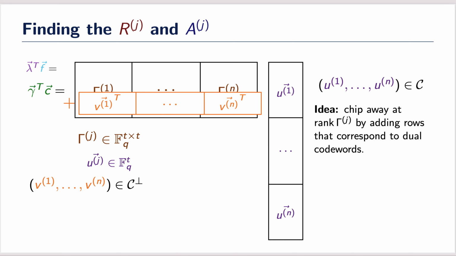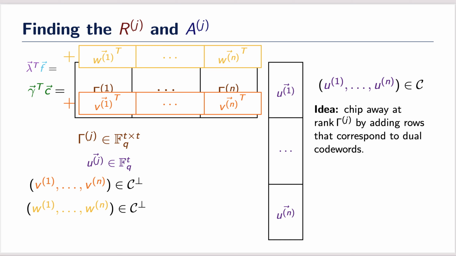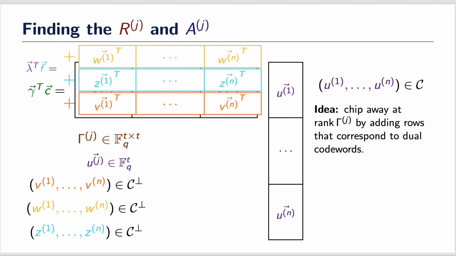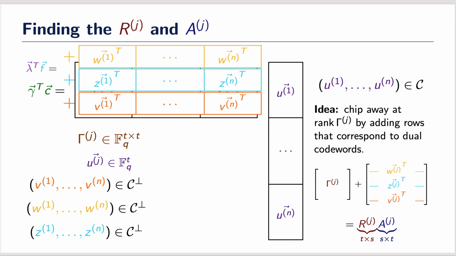So it's still true. And so we do it again to a different row of the gamma matrix. And we just do it with some v, w, and z for all the rows. And now when we look at the jth block, gamma j subblock, plus the wj, zj, vj symbols, then that resulting matrix, we want it to be low rank. So we want it to have rank s. And once it has rank s, then we can factorize that jth block into rj times aj, where rj is t by s, aj is s by t.